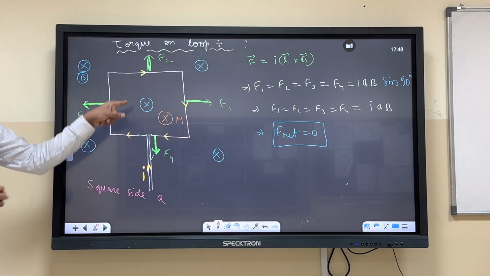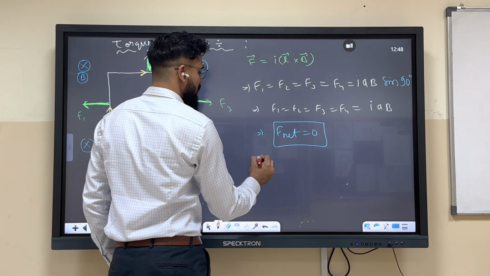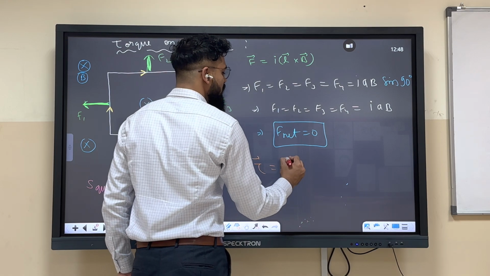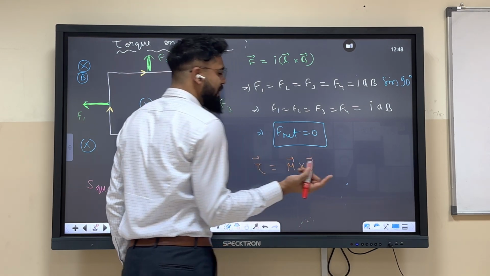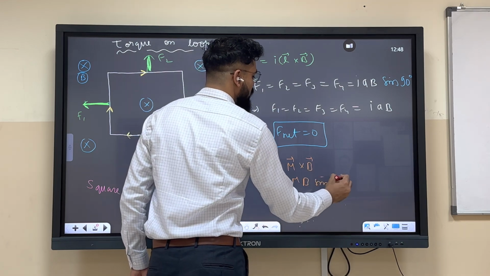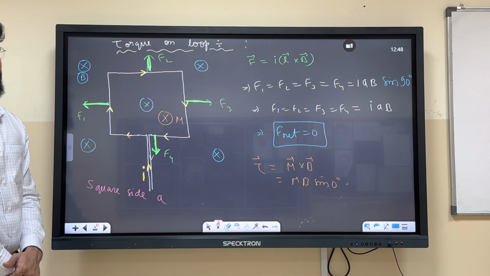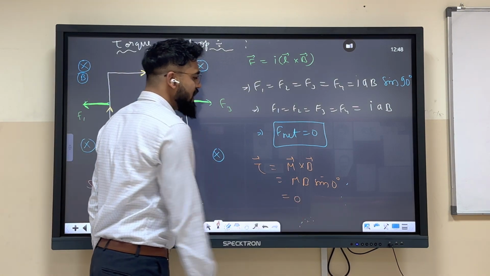Magnetic moment and B, both of them are inside. So torque, we already know, will come as M cross B, so M B sin 0 degree. Correct? So are you getting it? Sin 0 degree is what? 0. So that's why torque comes out to be 0.